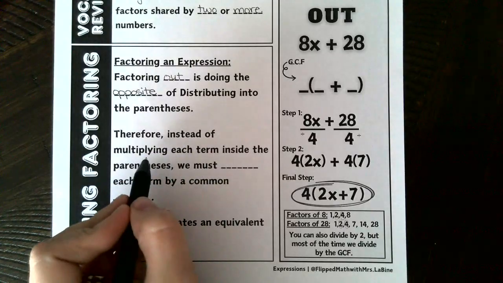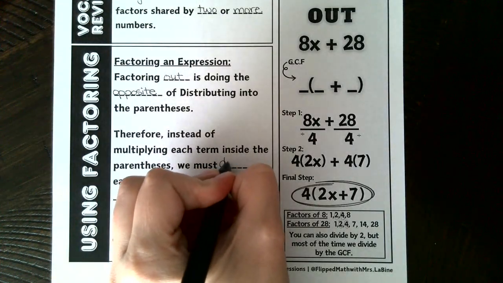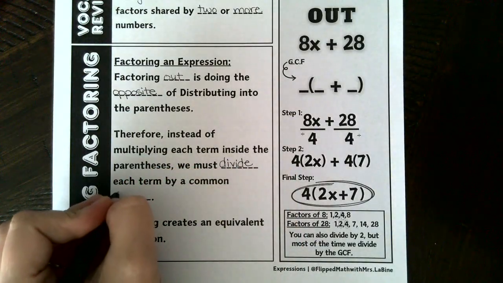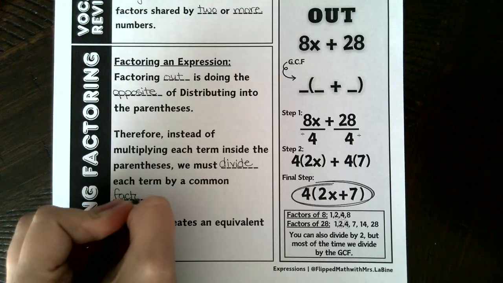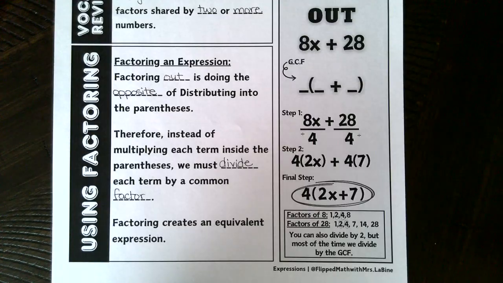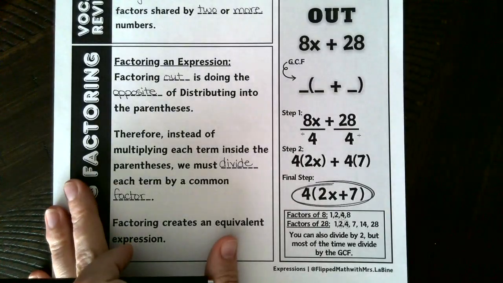So therefore, instead of multiplying each term inside of the parentheses, we must divide each term by a common factor. And factoring creates an equivalent expression. So we learned about equivalent expressions in the last section. So remember, equivalent expressions means an expression with the same value. All right, so let's look over here on the right.